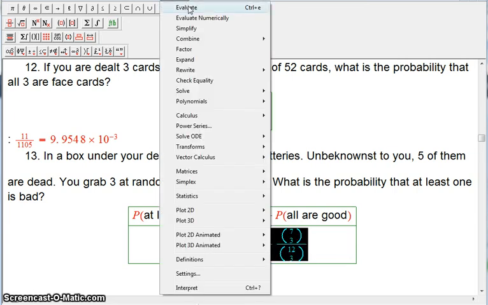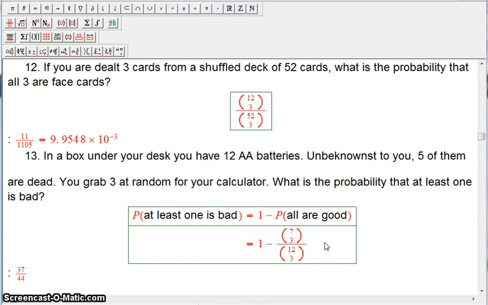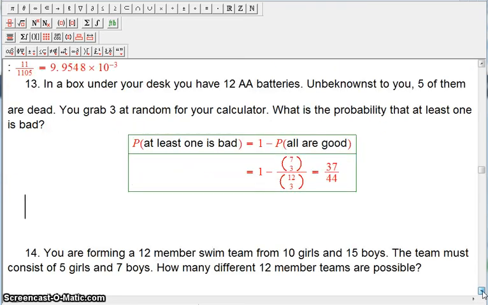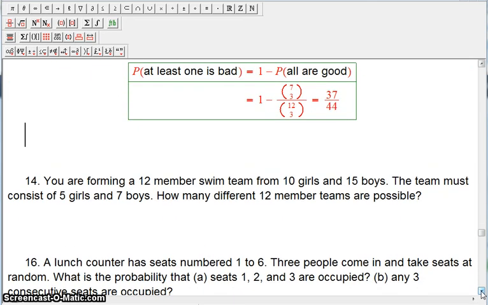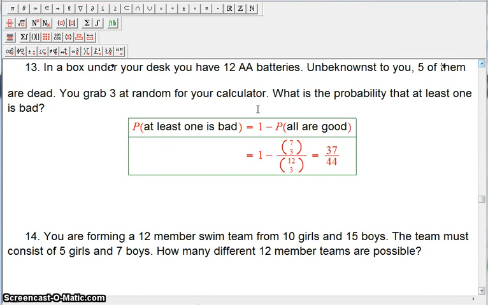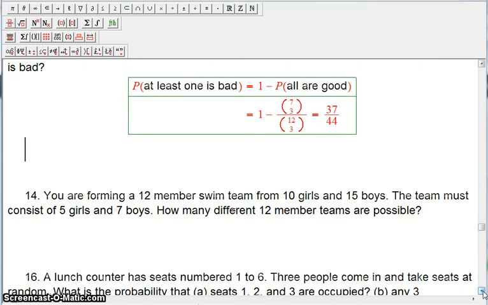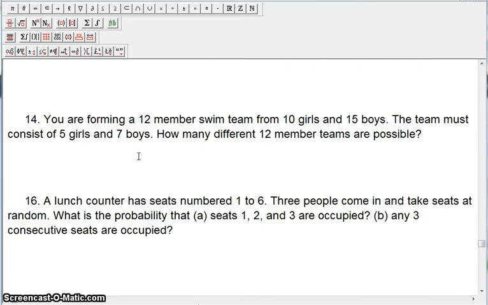Let's just let it do the work. 37 over 44. Let me put that over here. It's going to look nicer. Okay. So we used complements, and then we went to our basic counting principles, and very much like problem 12. Okay. So notice that you're pretty much hosed here. It's really pretty likely that at least one is bad. You don't really want to pick them at random, and you want a battery tester is what you need.